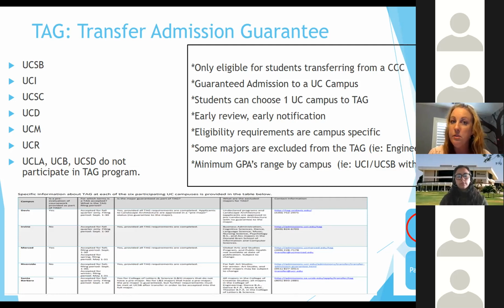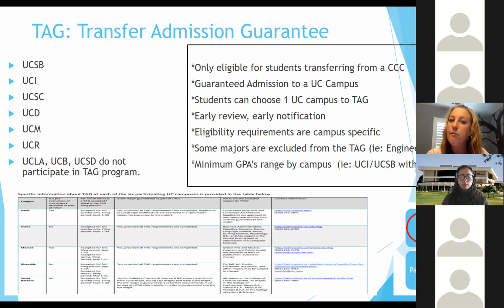But the other UC schools, if you know that is a top choice of yours, it is only eligible for California community college students. You are guaranteed admission to your campus, but you can only choose one school to TAG to. So you can apply to 5 different UCs, but for the guarantee you'd have to choose, I'm going to do my TAG to Irvine. So you do choose one campus to TAG to. The benefit of the TAG is you get an early review and early notification that you've been admitted to that school as you wait to hear from your other campuses you might apply to.